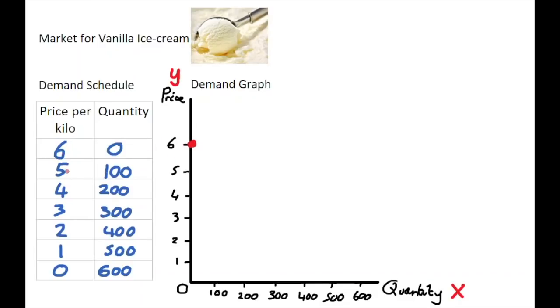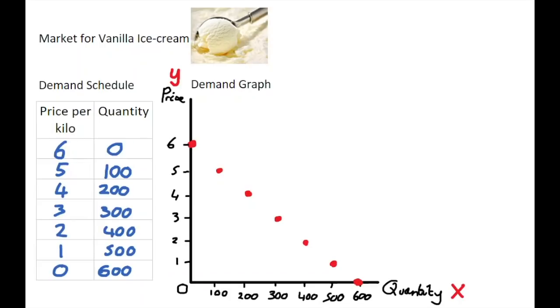The price then drops to 5 and quantity increases to 100, so we can put that in here. The price drops yet again to 4 and quantity increases to 200, so we can place that coordinate in. 3 and quantity is 300, 2 and quantity is 400, 1 and quantity is 500, and 0 and quantity is 600. So what we have here is a series of coordinates that comprise a demand curve.